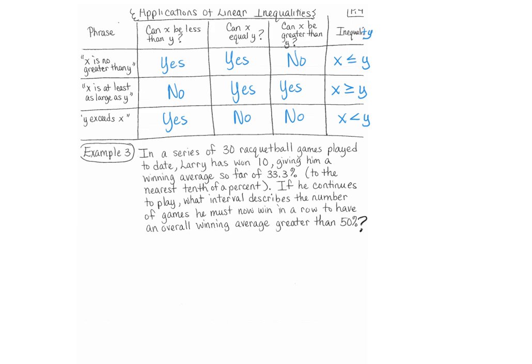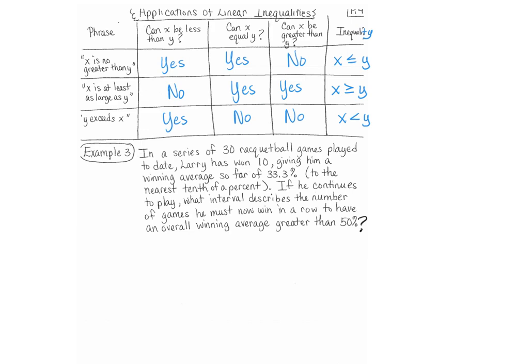So here, how do we set this up? Let W be our wins. So far, in a series of 30 racquetball games played to date, Larry has won 10, giving him a winning average of 33.3%. So the 33.3% is just extra information.